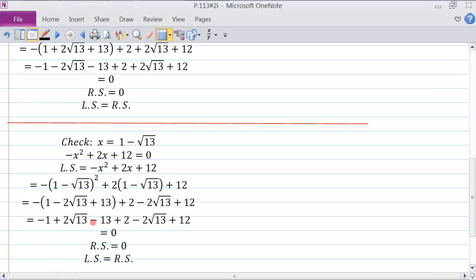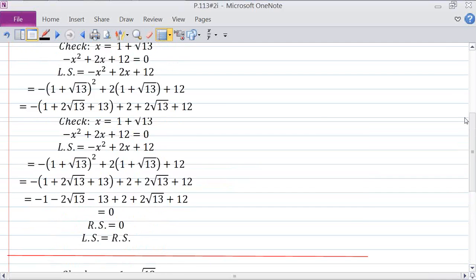Minus 1 and minus 13 is minus 14. Plus 2 is minus 12. Minus 12 and plus 12 sum to 0. The plus 2 root 13 and the minus 2 root 13 sum to 0. And so the left side equals 0. The right side is also 0, so the left side equals the right side.